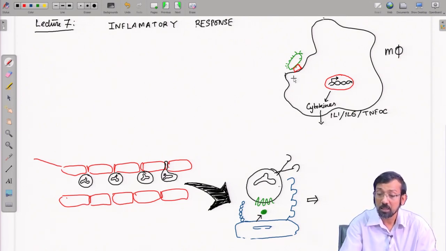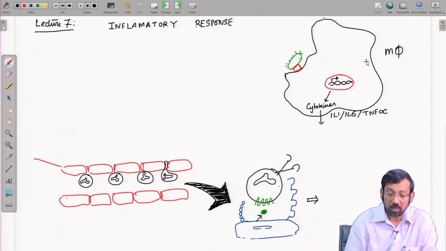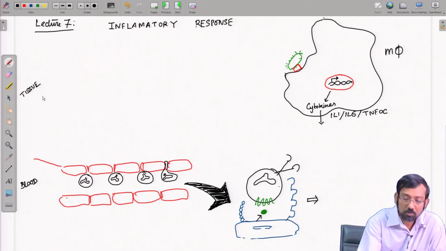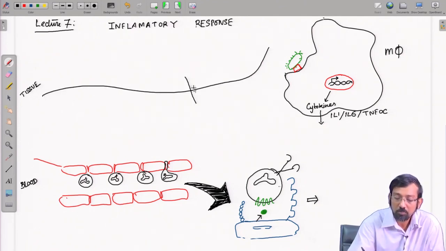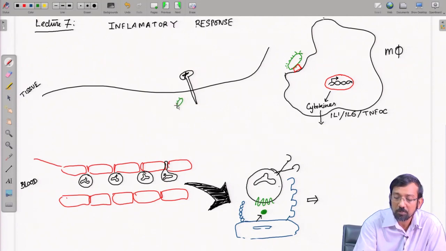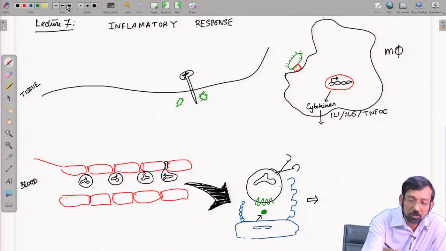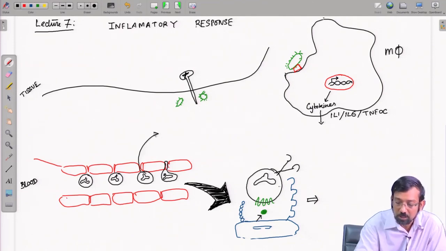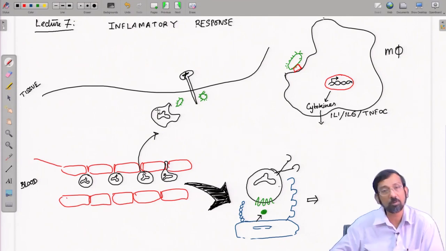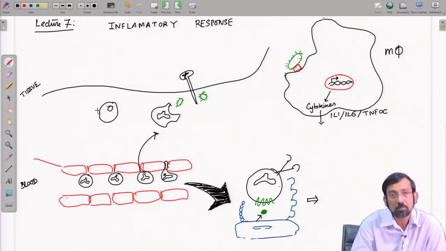This is an activated macrophage on the right side, and this is the blood part, and let us say this is the tissue. Here we have a damage on the tissue, maybe due to a nail piercing or something like that. Then we have the bacteria or the pathogens that have entered the body in this part, and we have the neutrophils moving to this part. To some extent this still looks very familiar from our last class. And now you also have the mast cells.